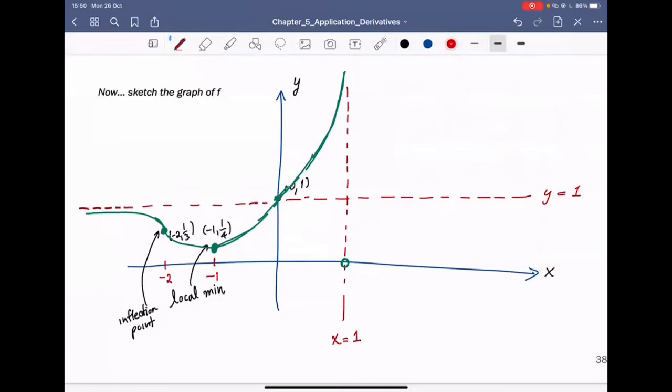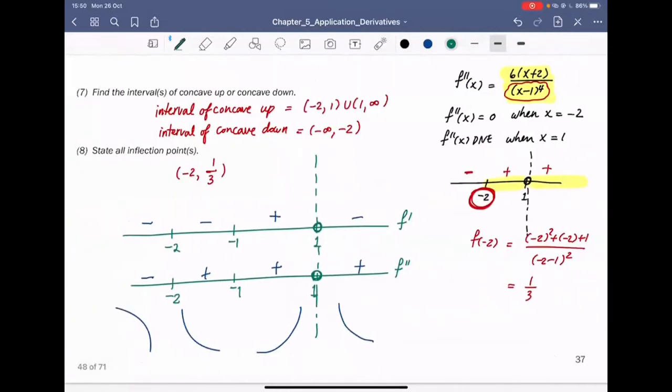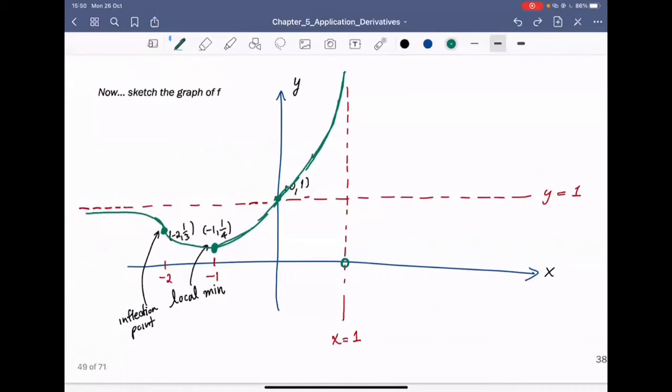Next, we have the last one. We know that the graph must be decreasing and concave up when x is bigger than 1. Because we have a vertical asymptote here, the graph cannot touch x equal to 1. Also, the graph cannot touch y equal to 1. It forces you to have a graph like that. And this is the graph of f of x equals (x squared plus x plus 1) over (x minus 1) squared.